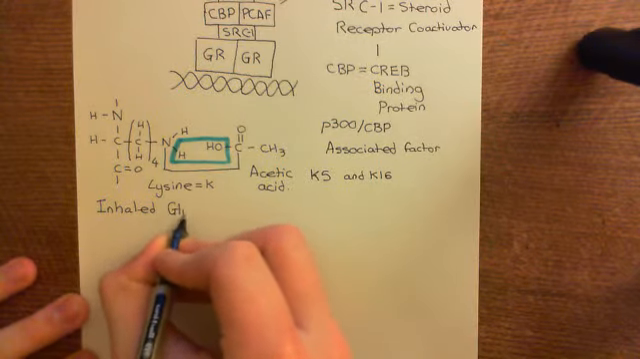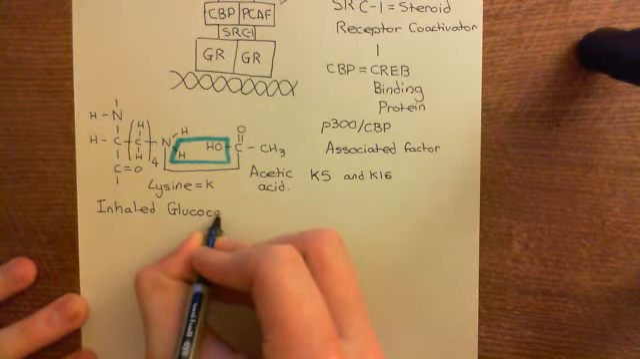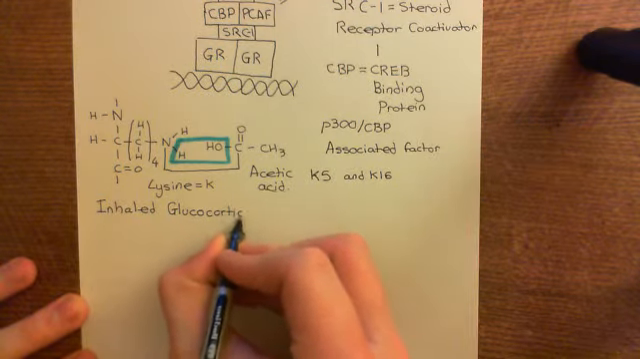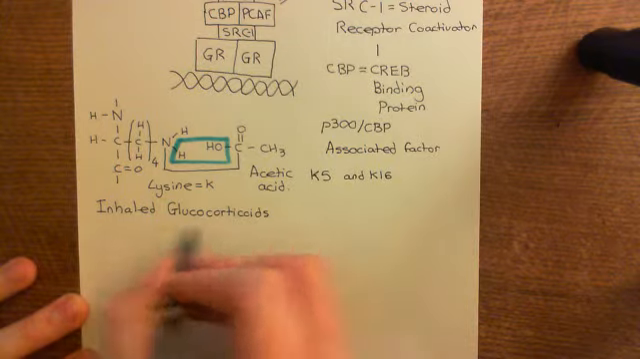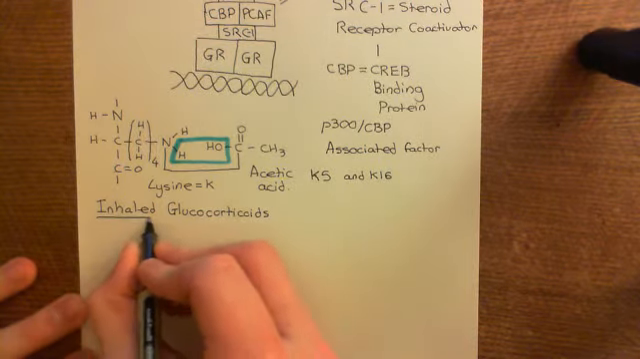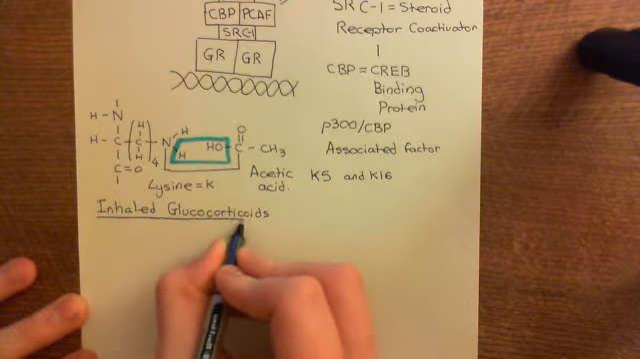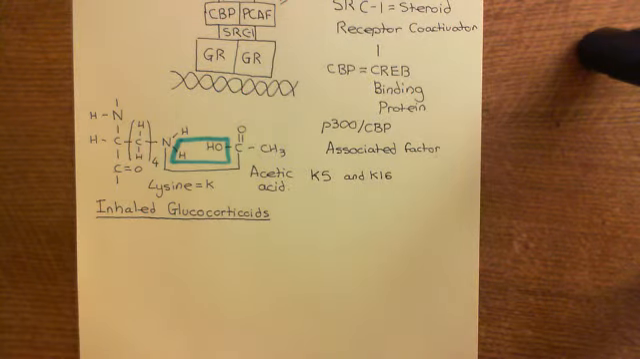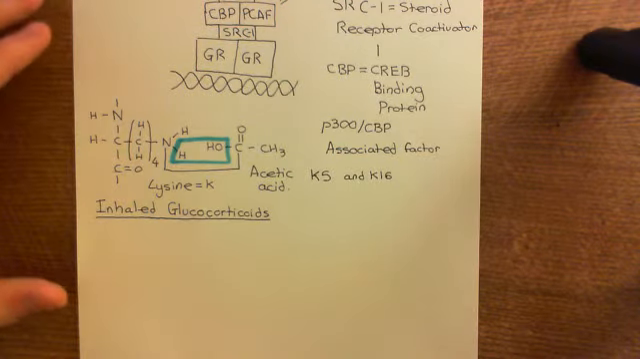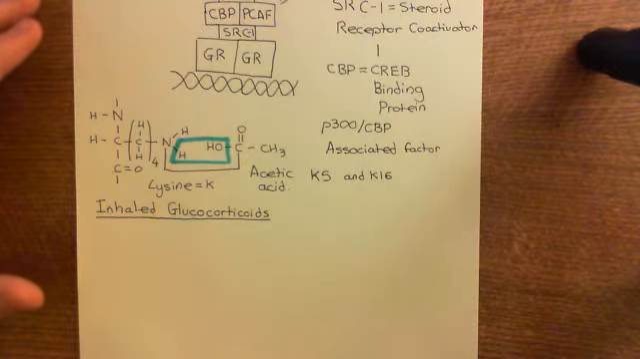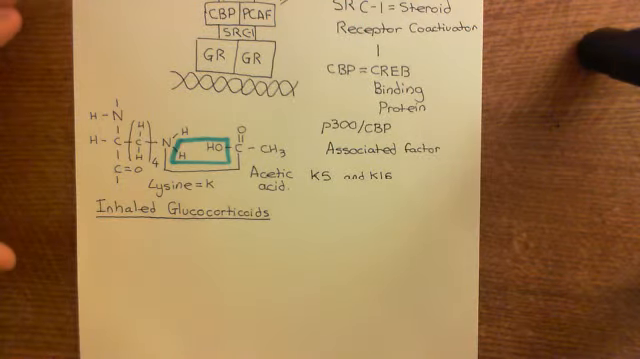Inhaled glucocorticoids are going to be taken prophylactically, so they'll be taken at regular intervals, and given by an inhaler just like other drugs that are used to treat asthma. Basically, this will go into the airways and act on a bunch of cells in the airways and increase and decrease the expression of certain genes, which will help to prevent an asthmatic attack from occurring. Let me give you some examples of inhaled glucocorticoids which can be used.